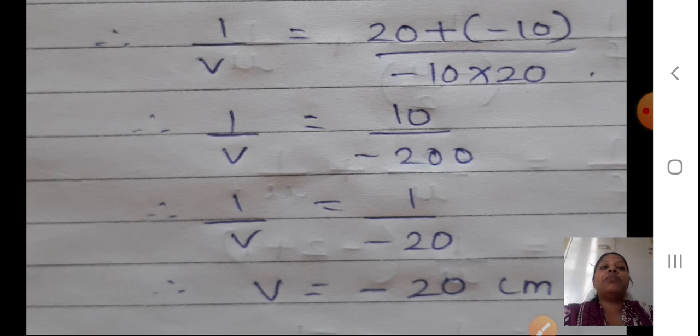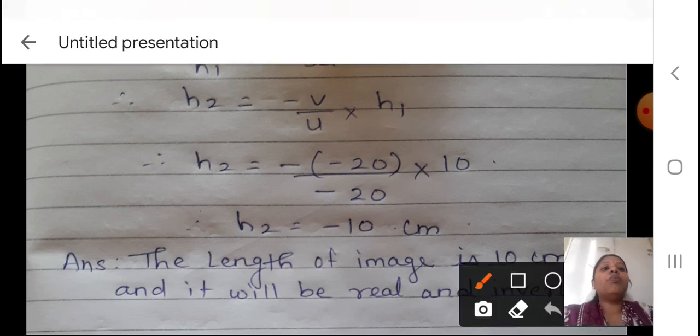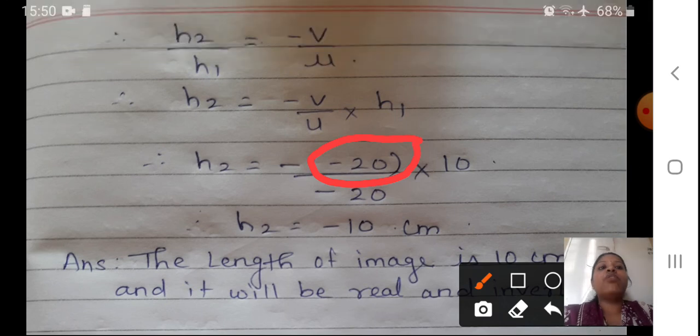Yes. Now we will proceed to h2. We have to calculate the height h2, right? So h2 upon h1 is equal to minus v upon u, as we did it in the first sum. So h2 will become minus v upon u into h1. So h2 is equal to, now we have got the v value, but it is minus v. So minus of minus 20 upon minus 20 into 10.